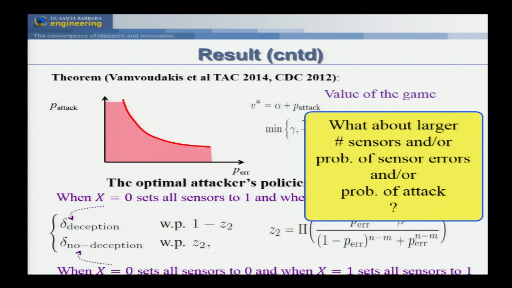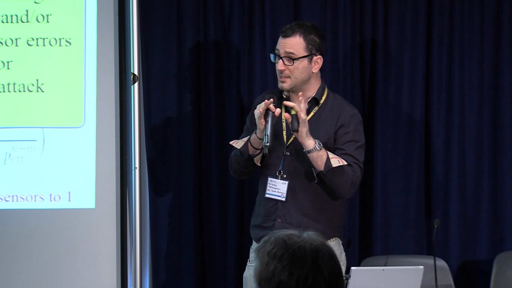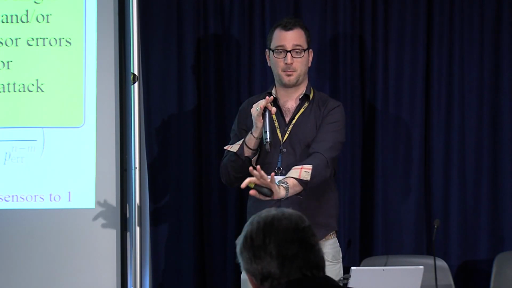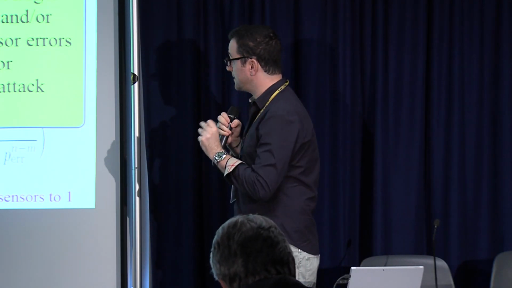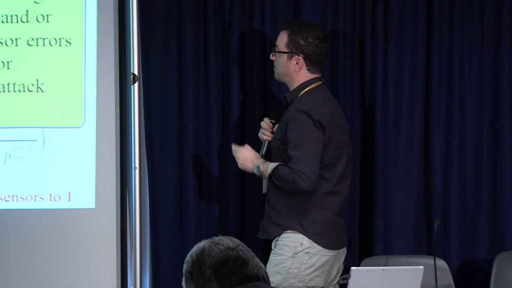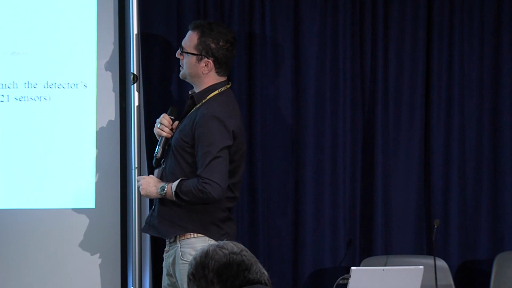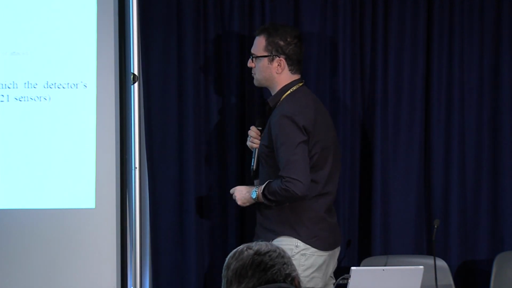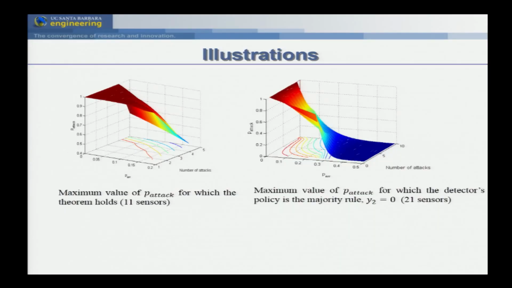But as you remember, this is true only for sensors with less than 2 over probability of error, and so a specific probability of attack. So we want something that can do better than that. And here you can see some illustrations of the maximum value of P attack for 11 sensors.